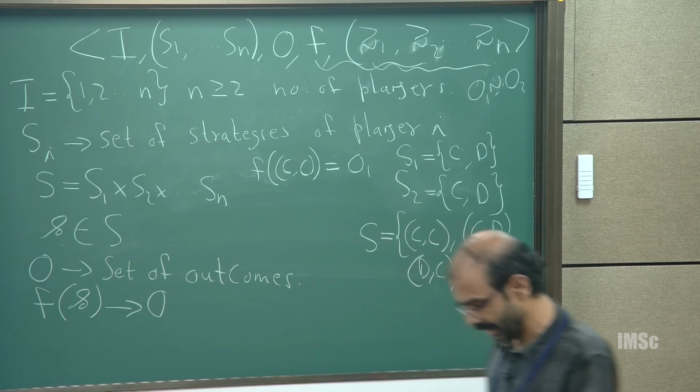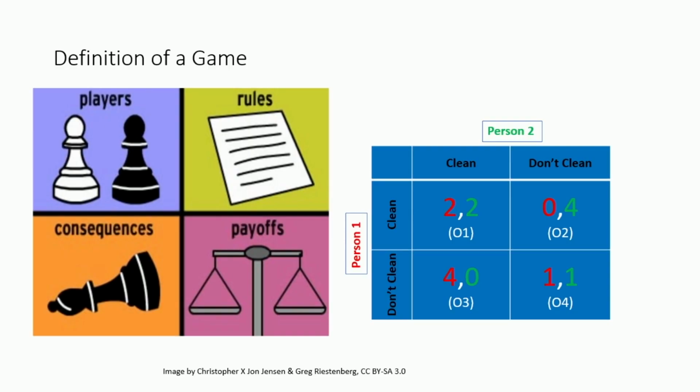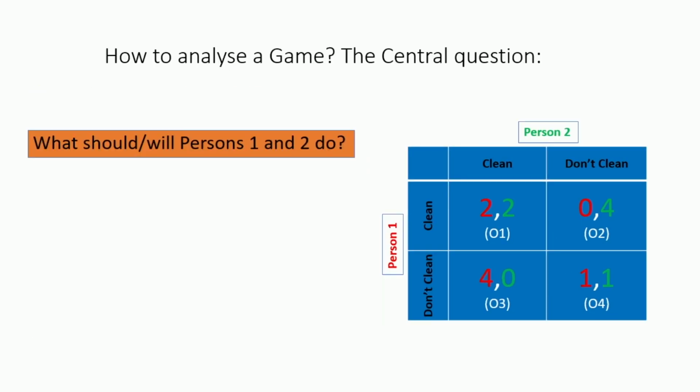Okay, so we are in this example where you have two options. So the question is then, what should or will persons 1 and 2 do? Given this, what will you do or what should you do? That is the question.